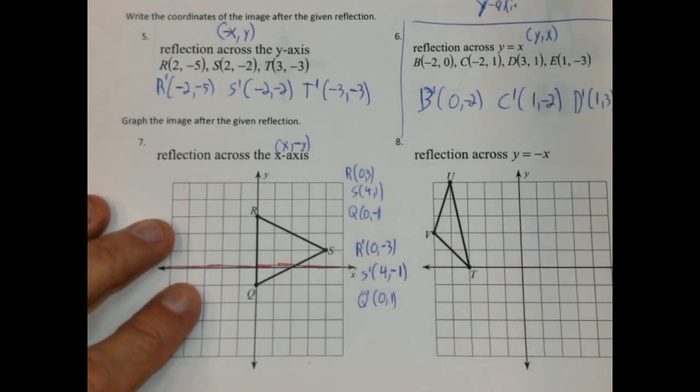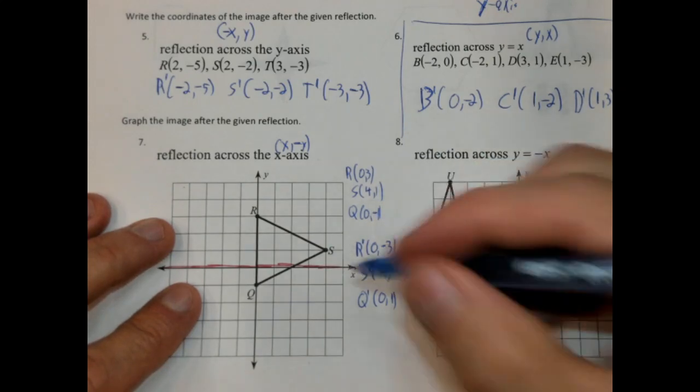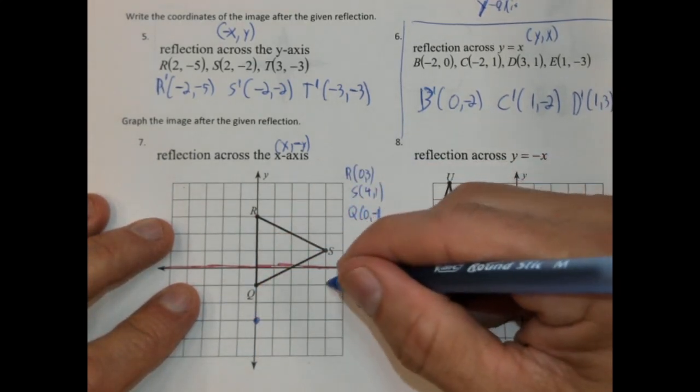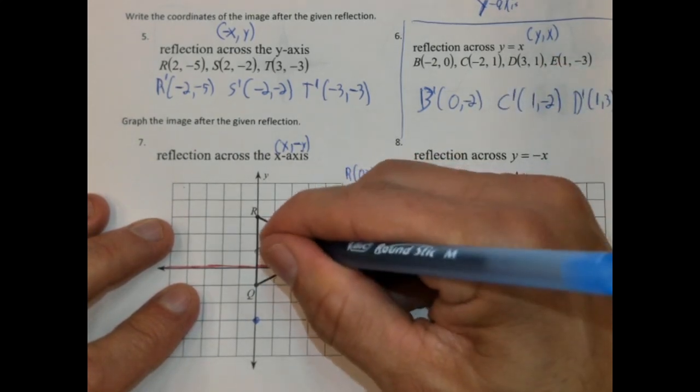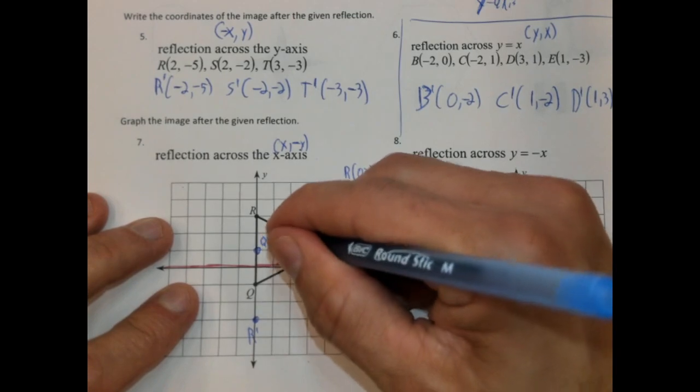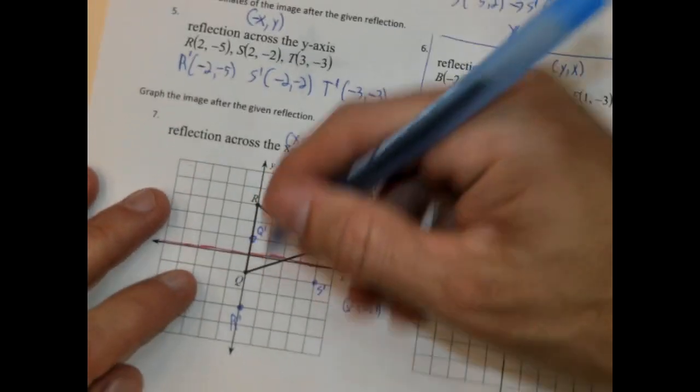So let's go ahead and graph that in blue. 0, negative 3 is 1, 2, 3. 4, negative 1 is right here, and then 0, 1 is here. So let's go ahead and graph this. That's R prime, that's Q prime, and this is S prime.